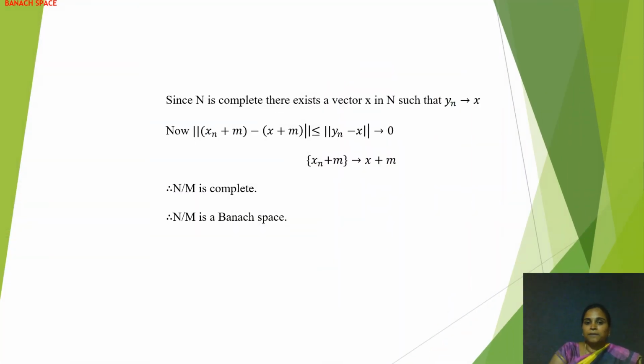Since N is complete, there exists a vector x in capital N such that y_n tends to x, and now norm of x_n plus M minus x plus M is less than or equal to norm of y_n minus x, which tends to 0. Therefore x_n plus M tends to x plus M. So N by M is also complete. Therefore we have already proved that N by M is a normed linear space, and it is complete. Therefore it is a Banach space.